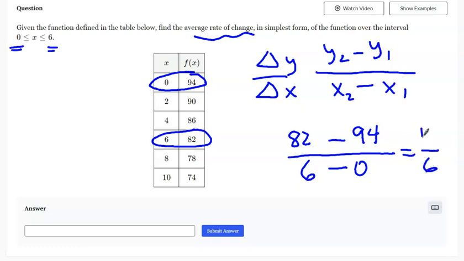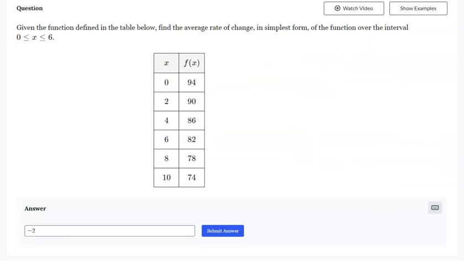82 minus 94 is -12, and -12 divided by 6 is -2. So the average rate of change between 0 and 6 is -2. So we'll type that here and submit.